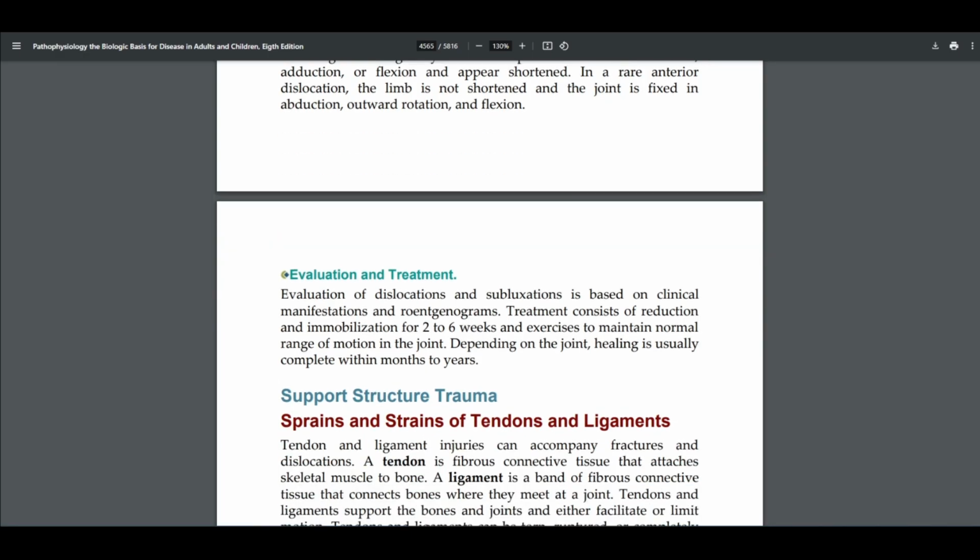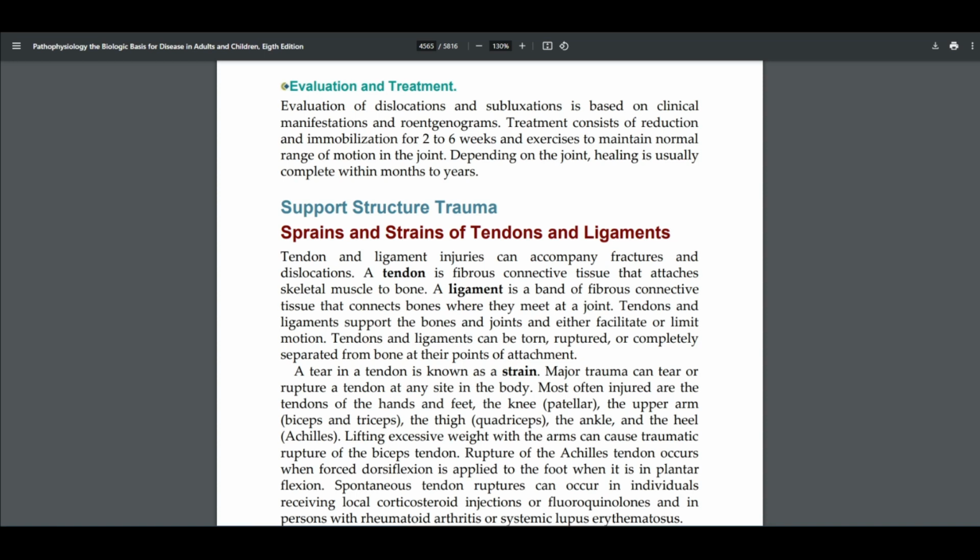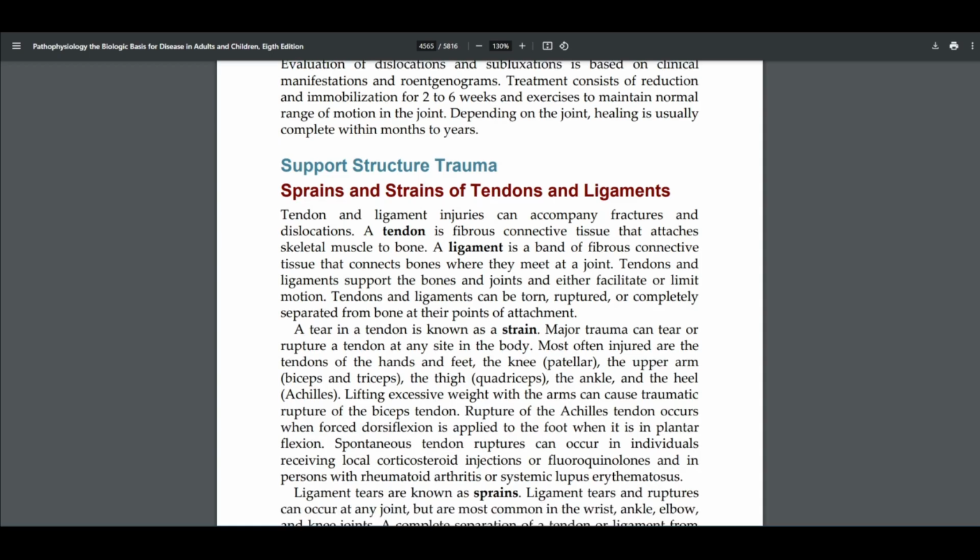So our evaluation and treatment. Evaluation of dislocations and subluxations is based on clinical manifestations and roentgenograms. Treatment consists of reduction and immobilization for 2 to 6 weeks and exercises to maintain normal range of motion in the joint. Depending on the joint, healing is usually complete within months to years.